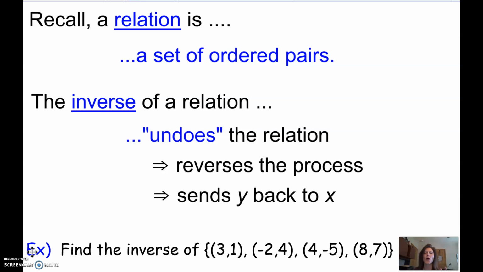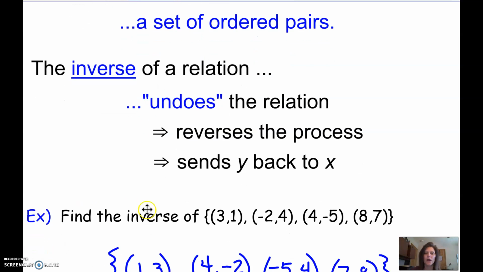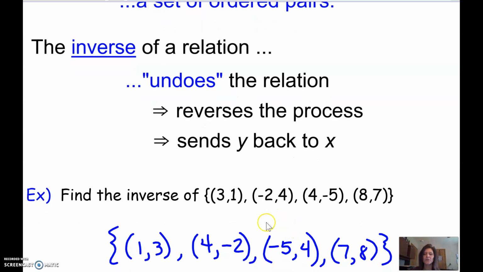So instead of (x, y), we're going to flip it and have (y, x). So if I have a set of ordered pairs as my relation, then I would find the inverse simply by flipping every single one of those ordered pairs. So instead of (3, 1), my inverse will have (1, 3). Instead of (-2, 4), I would have (4, -2), and so on. That's all there is to coming up with the inverse.